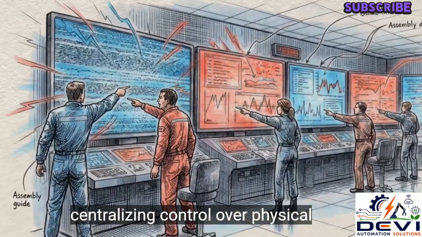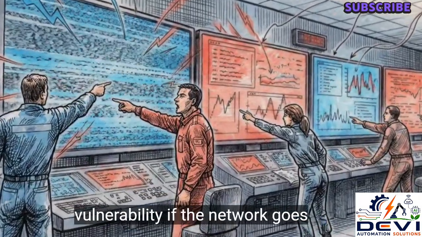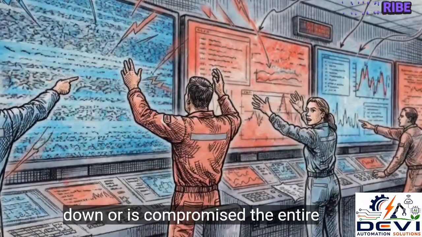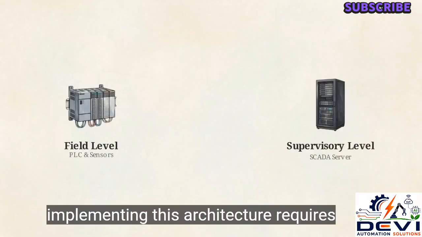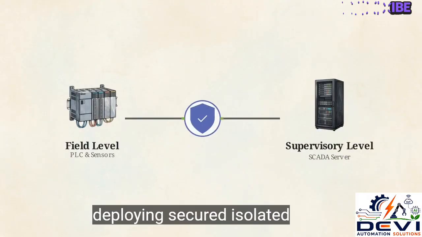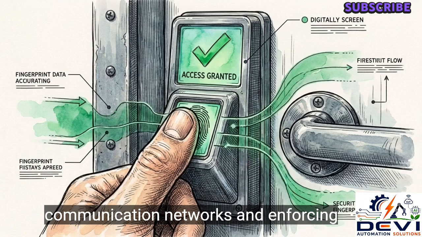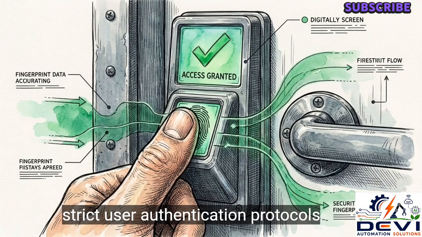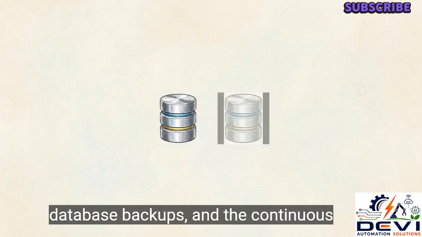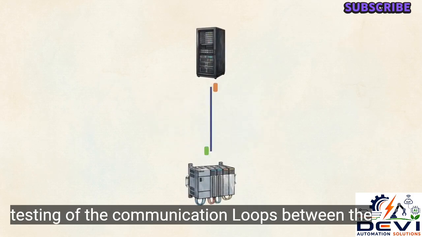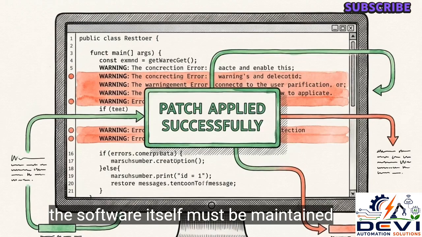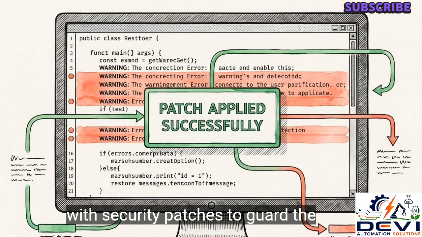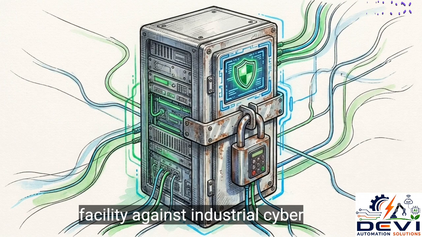Centralizing control over physical infrastructure does create inherent vulnerability. If the network goes down or is compromised, the entire facility is blinded. Implementing this architecture requires deploying secured, isolated communication networks and enforcing strict user authentication protocols at every point of access. Operational continuity demands regular database backups and the continuous testing of the communication loops between the PLCs and the main servers. The software itself must be maintained with security patches to guard the facility against industrial cyber threats.